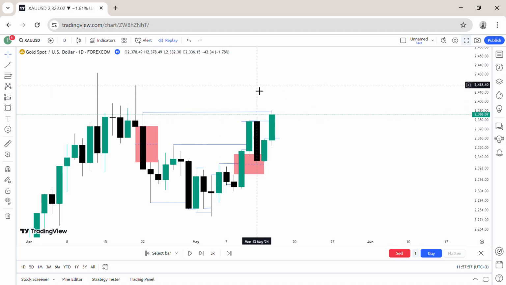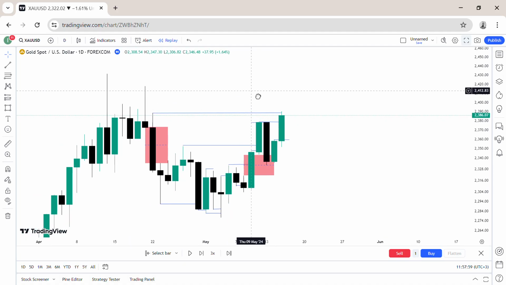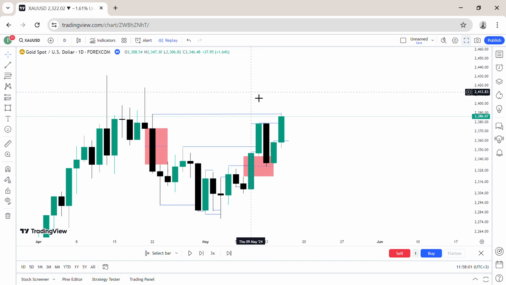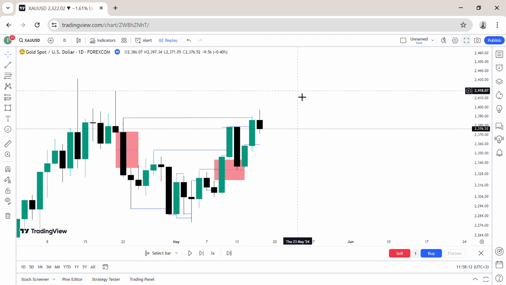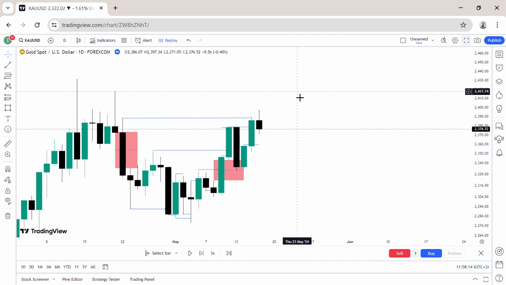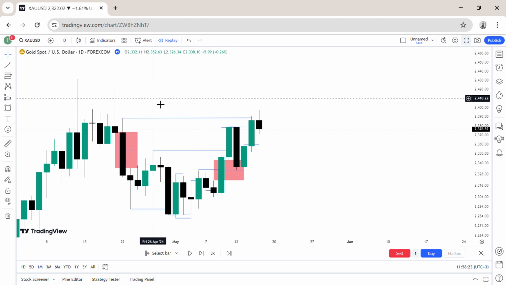So my expectation would be, I just let it play out. I have no bias. Let's see. Okay, do you see? It went bearish. It went bearish because the price reached the draw on liquidity right here. That's the reason why I wouldn't go bullish this time.